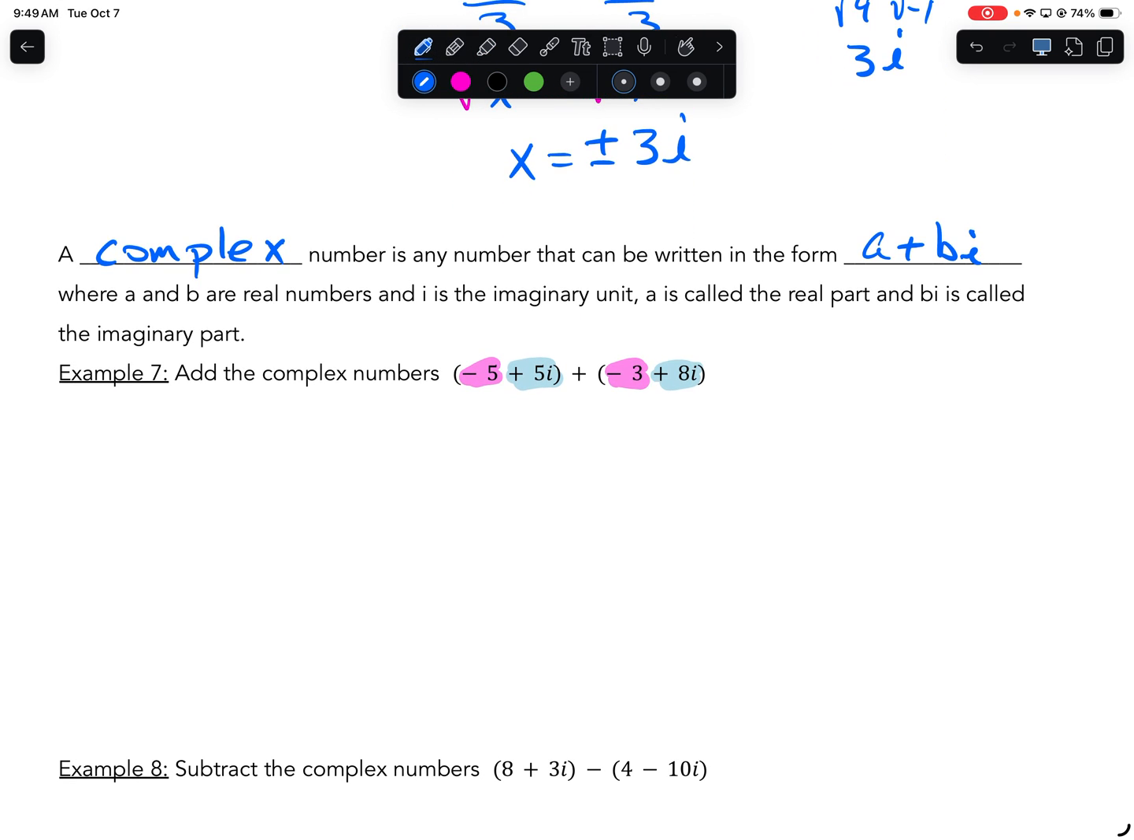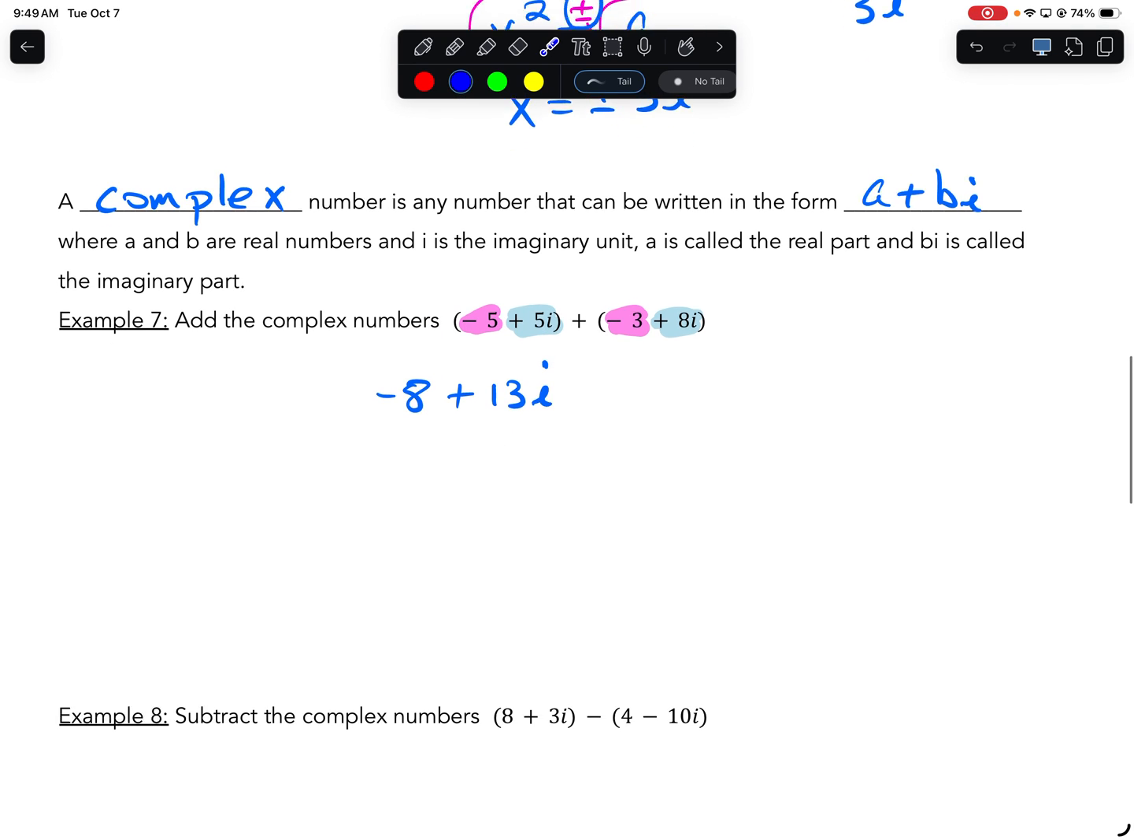So I can add the pink highlights. That's negative 5 minus 3 is negative 8. And 5i plus 8i is 13i. And that's it. It's in this form, a plus bi, right? The real number and then the imaginary number. You cannot write it in reverse order. You have to write real number first, imaginary number second.